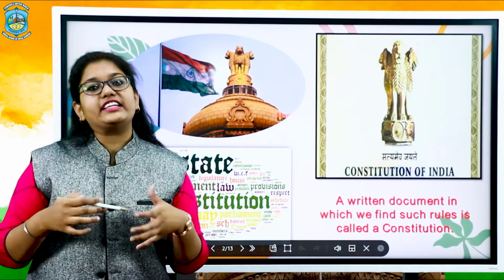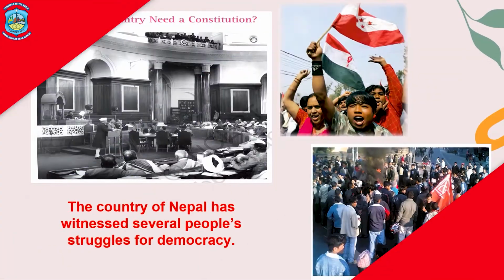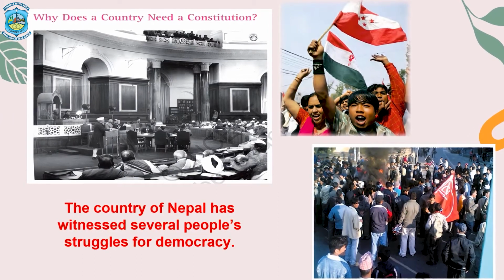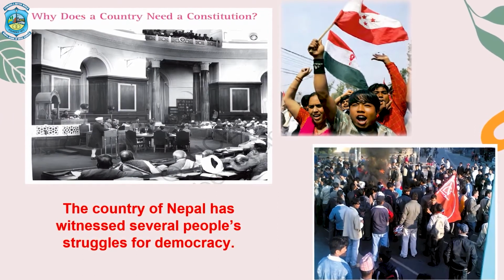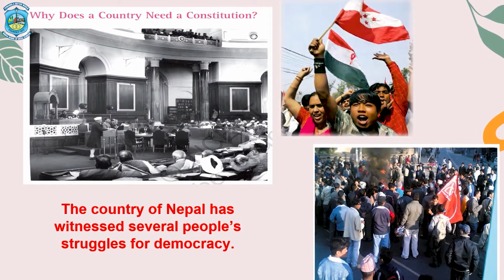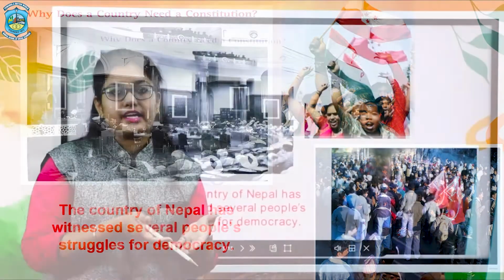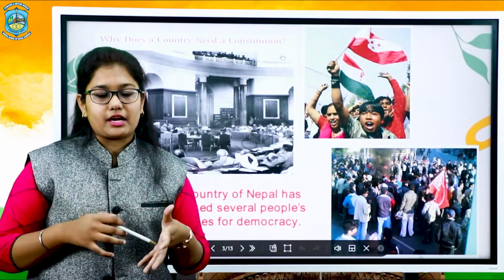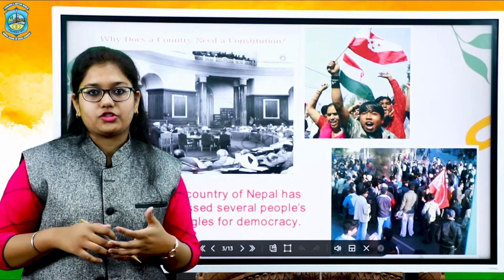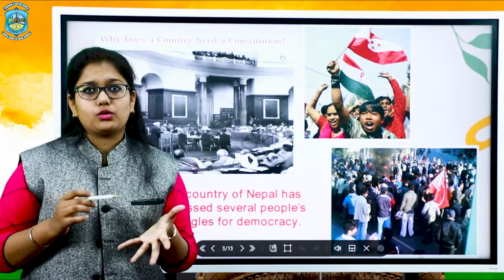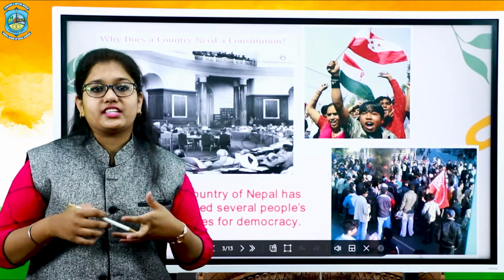So, why does a country need a constitution? Let's understand this with an example of our neighboring country, Nepal. As we know, until recently, Nepal was a monarchy. All the powers were vested with the king. But the people there were not satisfied with the previous constitution, so they developed and established a new democracy, a new constitution which they could totally believe in. So, as we know, a constitution is very much necessary for a country.